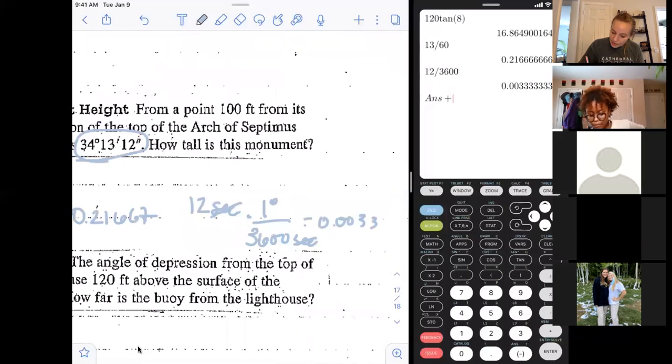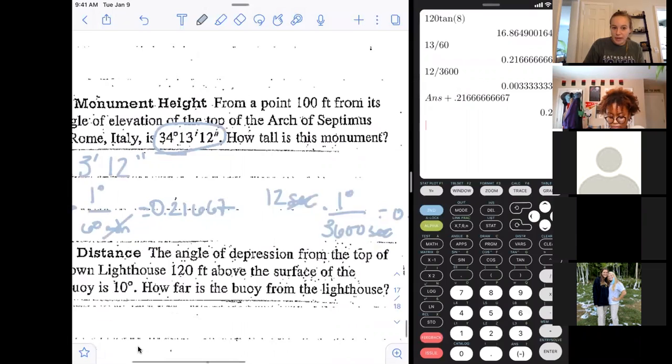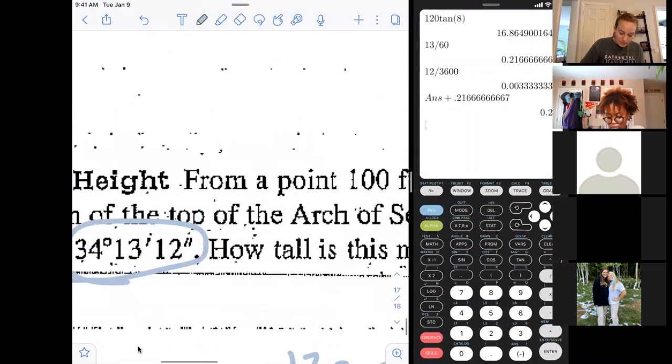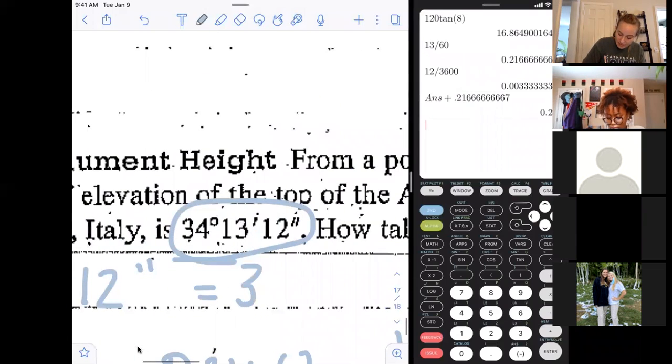So let me add those two together. Again, carry it through as much as possible. I still have my answer hanging out in my calculator, and I'm just adding the first one, 0.21666667. Ooh, and I told you, it did work out nicely. I get 0.22. It doesn't always work out that nicely, but today it did, so we're going to use it. So this is the same thing as 34.22 degrees.